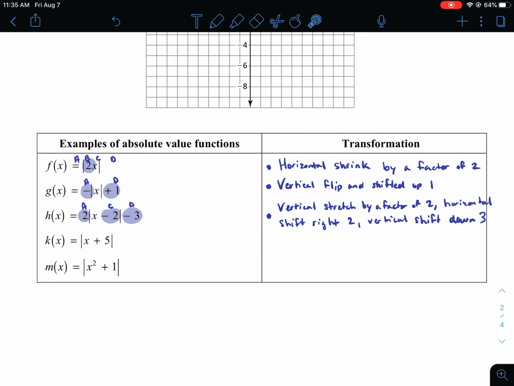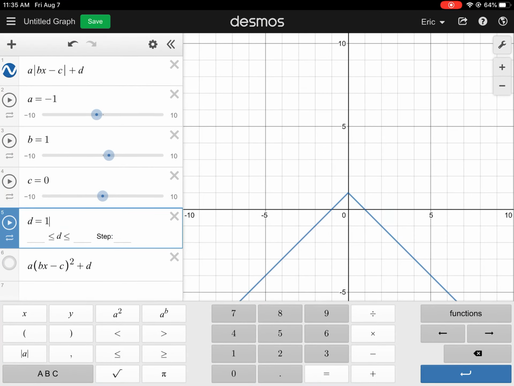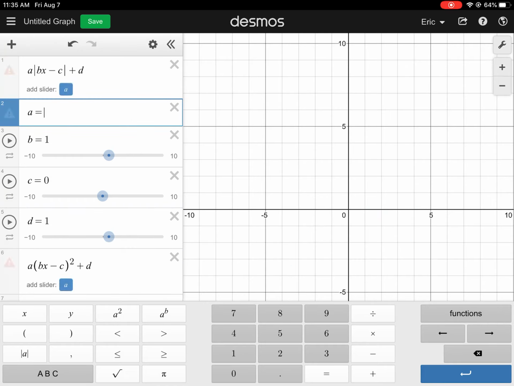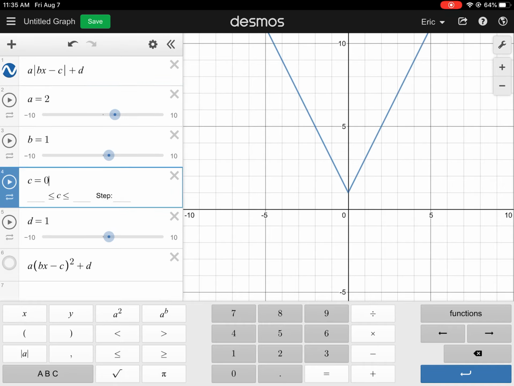I'm going to go over here and put this into Desmos so we can see we've changed our A. Let's make that 1 so you can see what it looks like. We've changed that to a 2. Yes, it is in fact skinnier. It is a vertical stretch. We've made the C, it's -2.